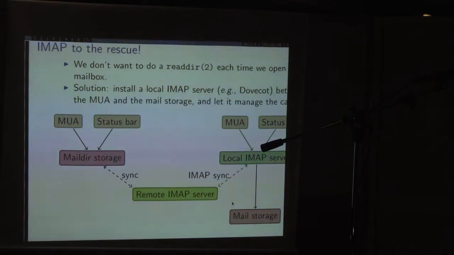Also I should say that you don't have to expose the IMAP server to the network. You can use a Unix socket instead and Unix ACLs, and that can be fast and secure.